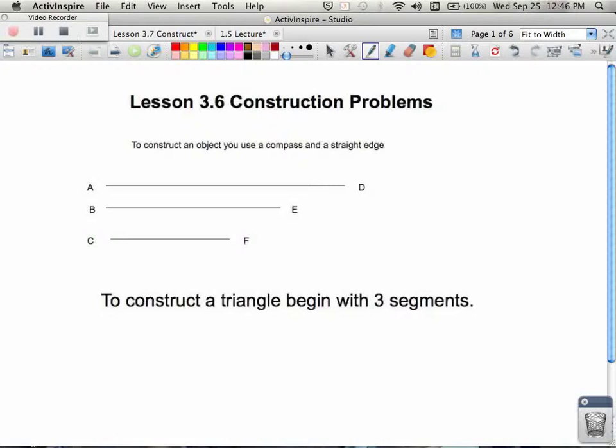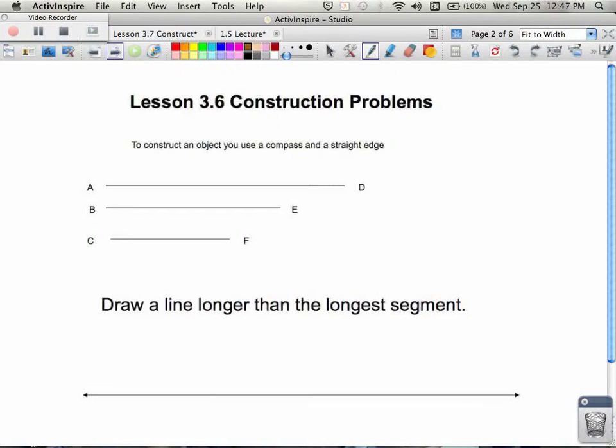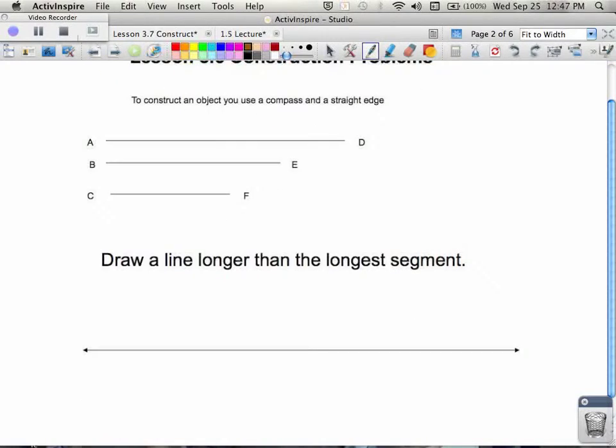In construction, we're going to begin with 3 line segments. You can see here AD, BE, and CF. The first thing that we're going to do is draw a line that is longer than the longest segment. So this line in red, you'll notice, is longer than the longest segment. The longest segment is the AD segment. Step 1, draw something longer than the longest segment. Use a straight edge.